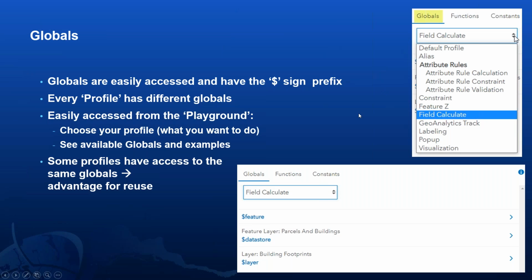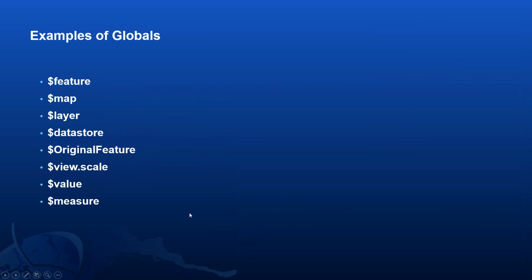So we saw globals, and another way to find which globals are available for you with every profile is in that playground environment. When you switch to a certain profile, you'll see the globals that are available to you in that environment, right? So in the field calculator, you can use something called data store, and you can access the data this way. And for labeling, you might have the map or pop-ups. So that's another way to show which globals are available. And just be aware that different globals are available for different profiles. And that's something worth remembering.